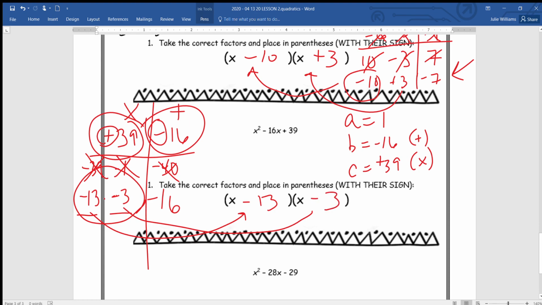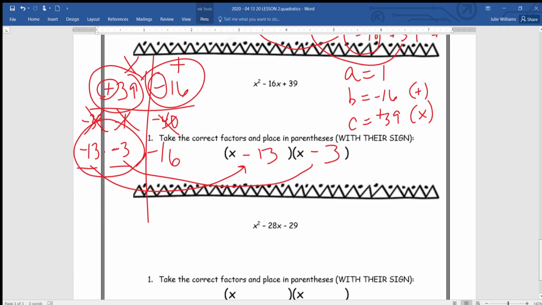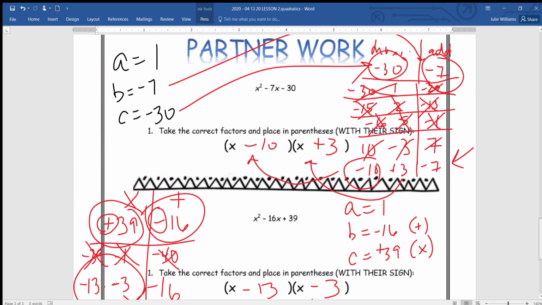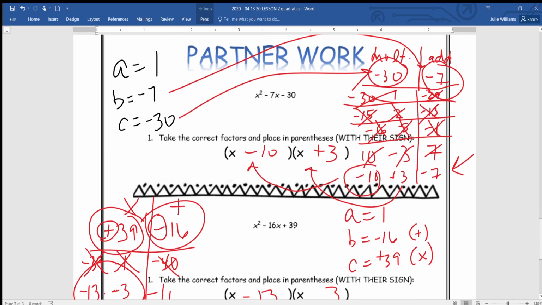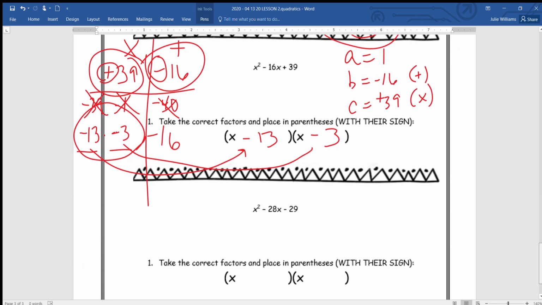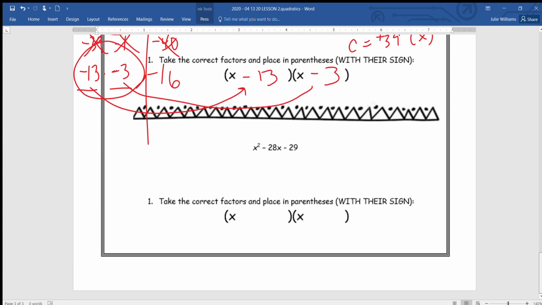Okay. So this technique that we're doing right now is just going to work when a is equal to 1. I have a trick to show you when a does not equal 1. This is when a is equal to 1. All right, let's look at the last one. Identify your A, B, and your C.